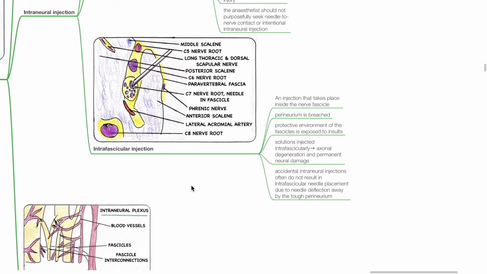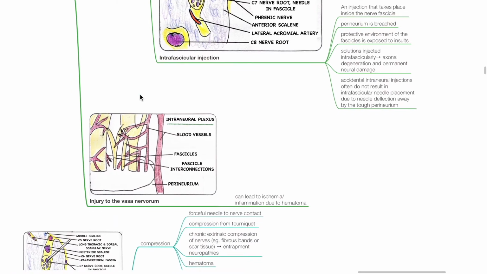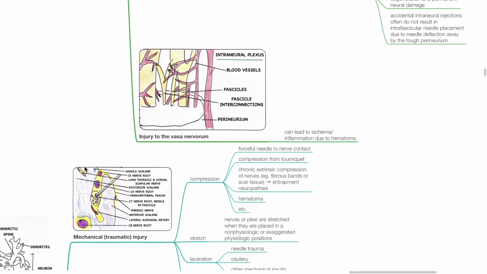Intrafascicular injection occurs when the injection takes place inside the nerve fascicle. The perineurium is breached. The protective environment of the fascicles is exposed to insults. Solutions injected intrafascicularly result in axonal degeneration and permanent neural damage. Accidental intraneural injections often do not result in intrafascicular needle placement due to the needle being deflected away by the tough perineurium. Injury to the vasa nervorum can lead to ischemia and inflammation due to hematoma formation.